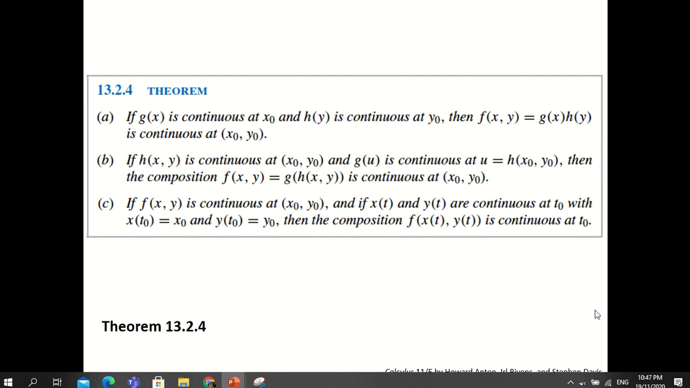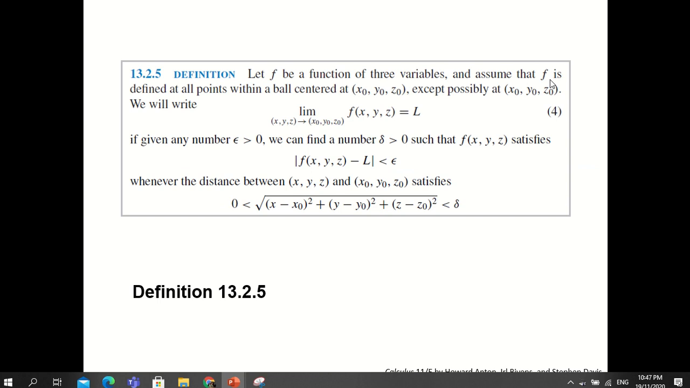Another definition: let f be a function of three variables and assume that f is defined at all points within a ball centered at the coordinates x sub 0, y sub 0, z sub 0, except possibly at this point itself. We will write that the limit of the function of three variables x, y, z is equal to L as x, y, z approach the point with coordinates x sub 0, y sub 0, and z sub 0.